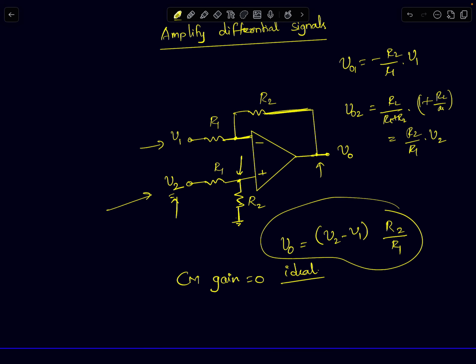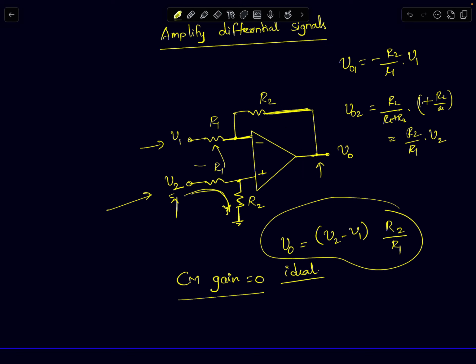So ideally, if all these resistors are exactly matched, remember, V2 is going through this path. It's first coming through this resistive divider and then it's getting amplified. V1 is going through amplification due to R1 and R2. Okay, these resistors are different. If these resistors are identical, if R2 is exactly equal to this R2 and R1 is exactly equal to this R1, then the common mode gain is 0. Okay, CMRR will be infinity.